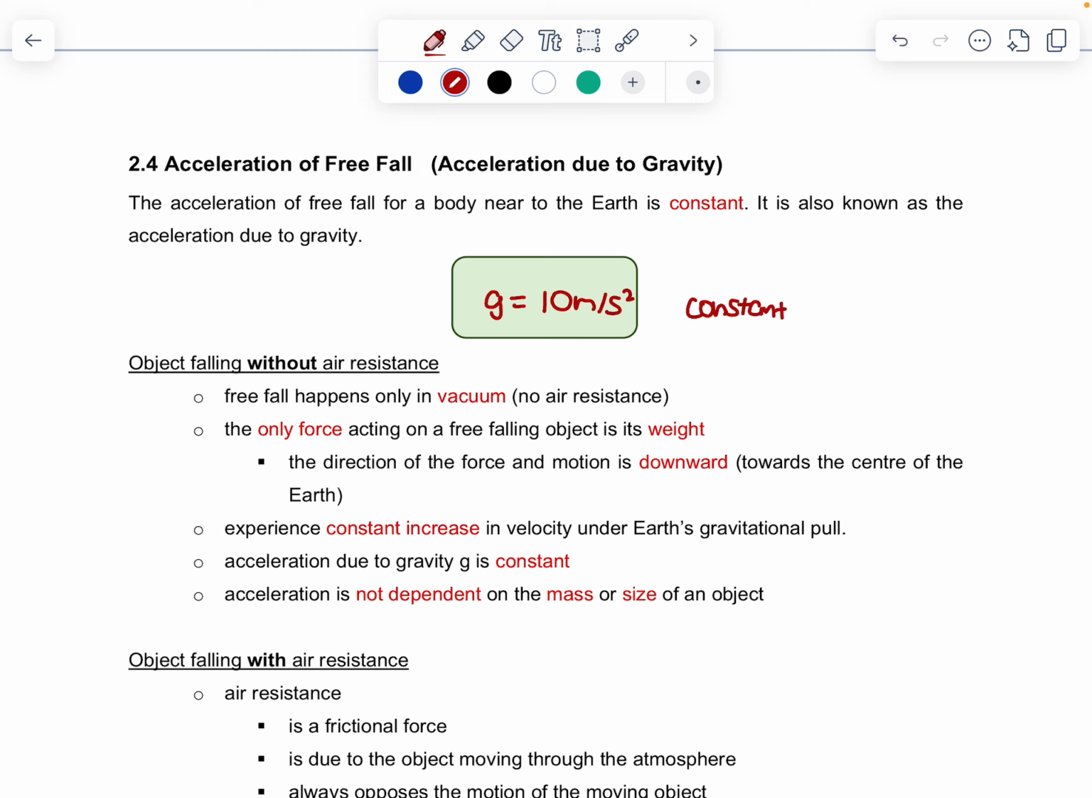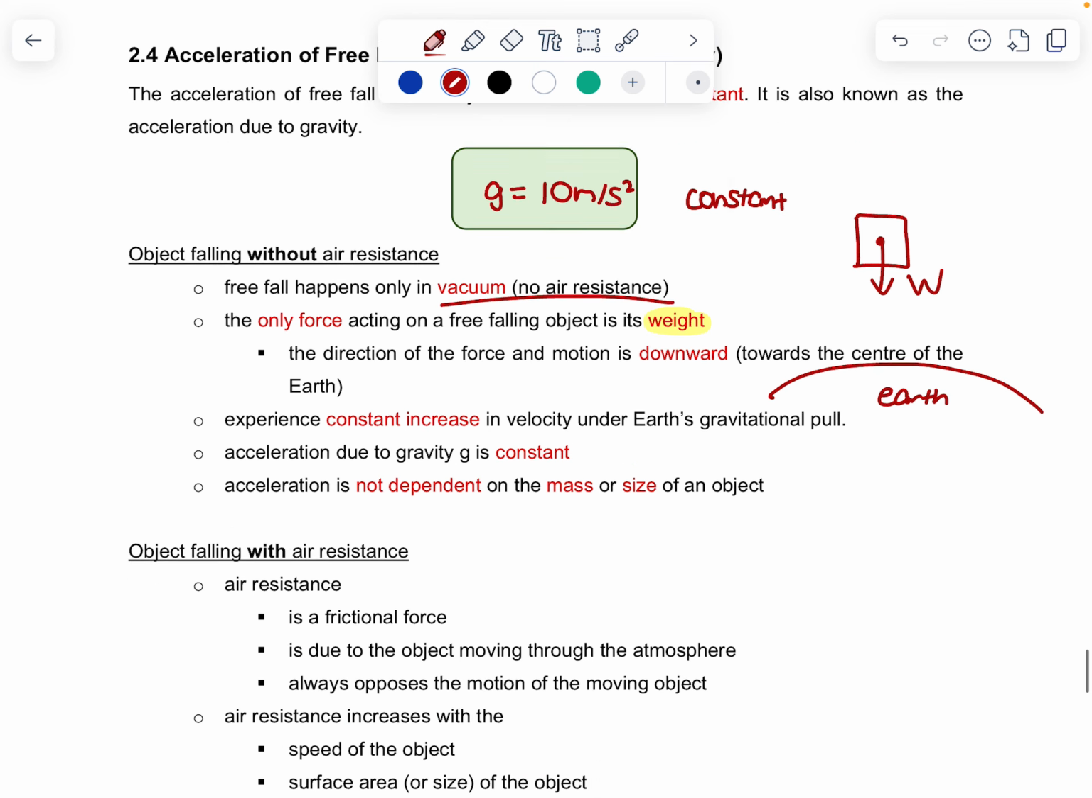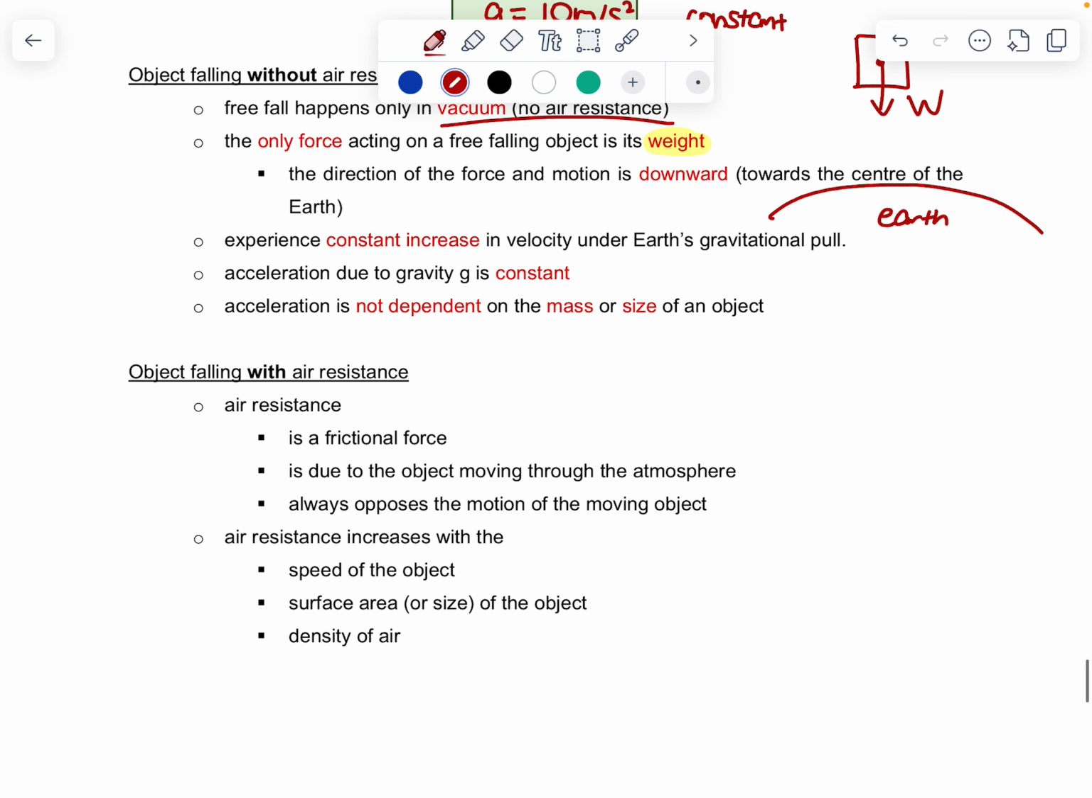Okay, free fall only happens in a vacuum when there is no air resistance. So the only force acting on it is its own weight. If I were to draw the free body diagram, it should look like this. Okay, the direction is downwards towards the Earth. Now, please note that this acceleration is not dependent on the mass or the size of the object, only dependent on the gravitational field strength.